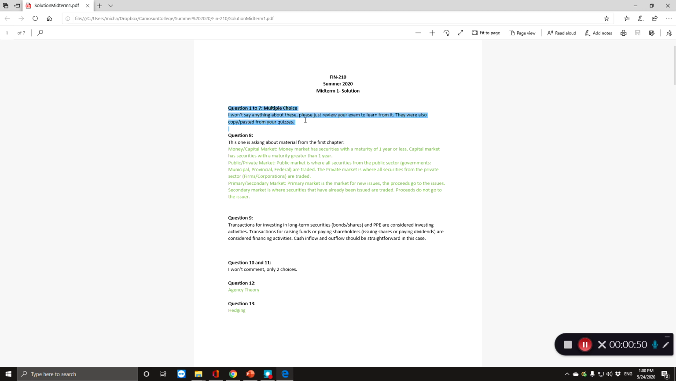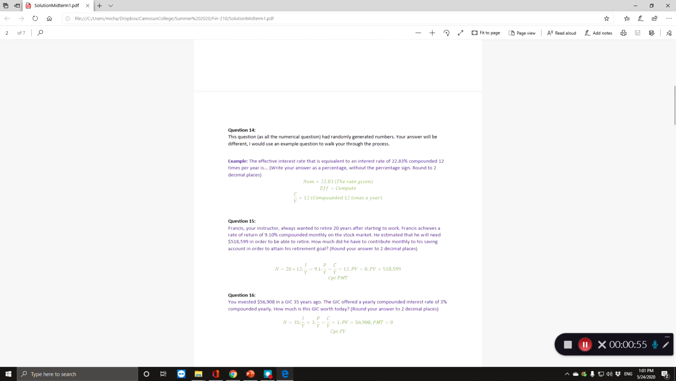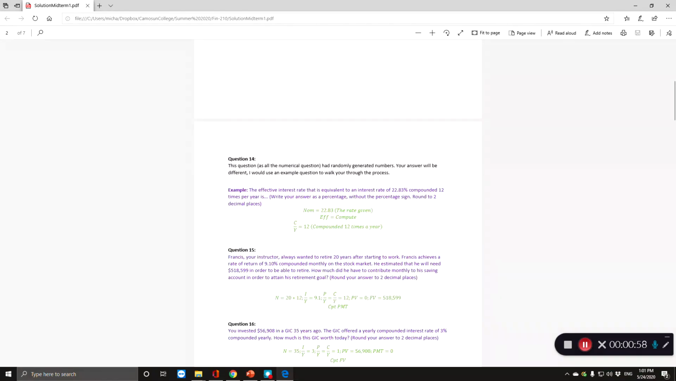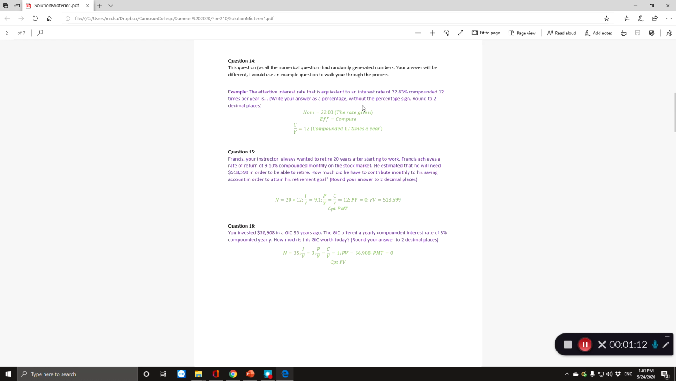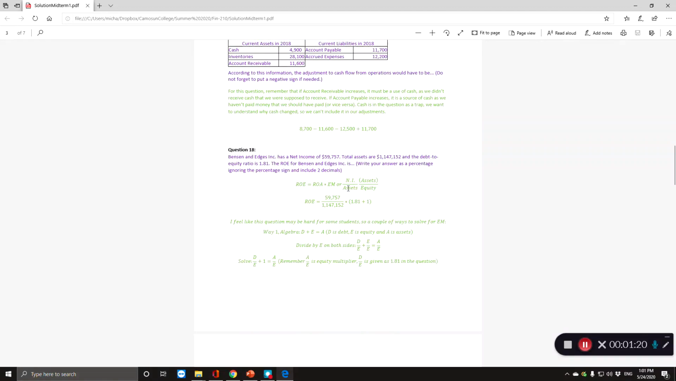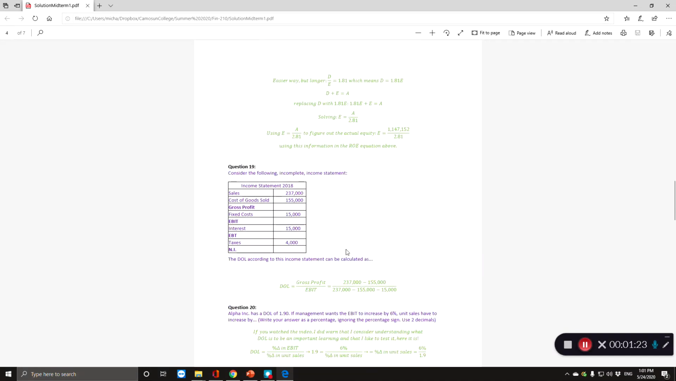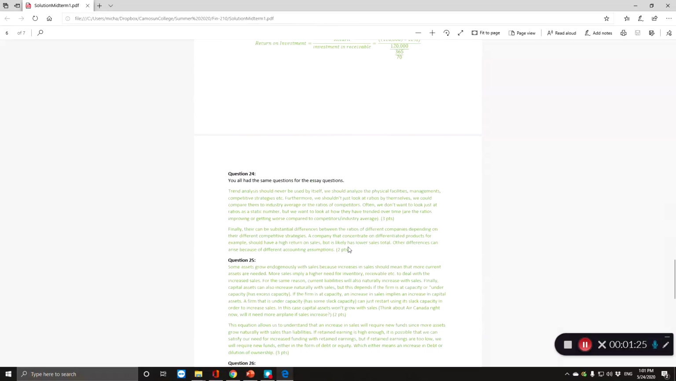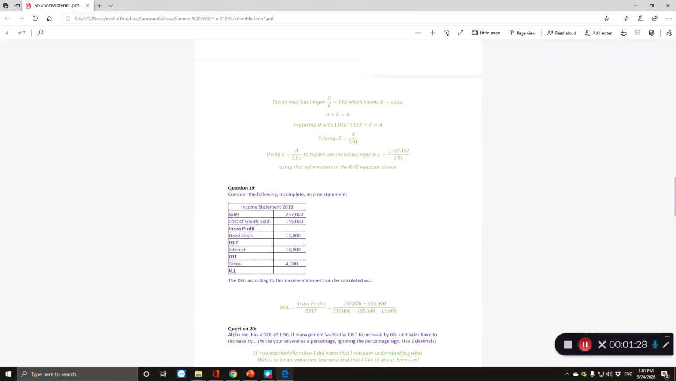The rest, the black is comments that I have to make. The green is answer. And for the mathematical questions, all the mathematical questions, the numbers were randomly generated. So you'll have gotten different numbers than I have here. So what I did is I took example questions. All these example questions are in purple. These won't be the numbers that you got, but it's to give you an idea of how you were supposed to solve each of these problems. So hopefully this helps you go through your exam and find the answers that you should have gotten.